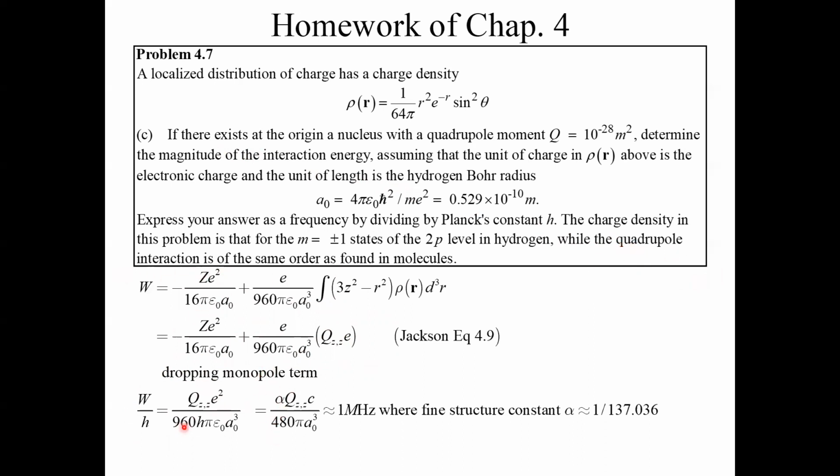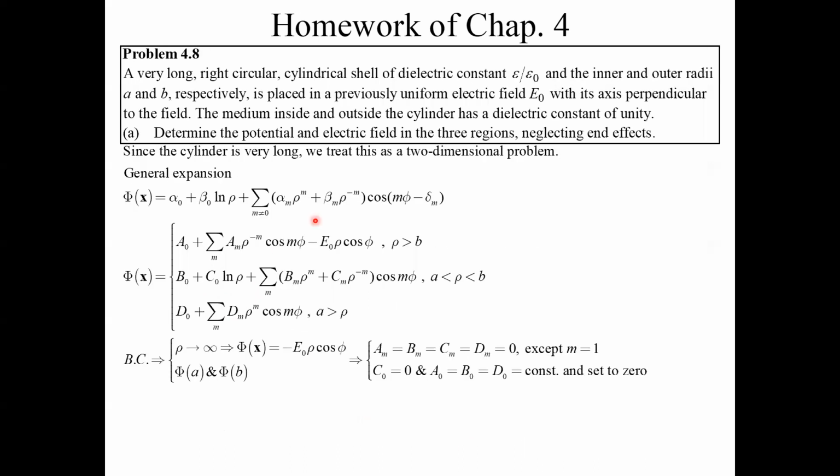And next, we sort our coefficient into the fine structure constant alpha here. We have an approximation, and this is about 1 megahertz here. So where we have the fine structure constant, we'll have the value like this. So this is for our part C. So going next, we will go to problem 8.